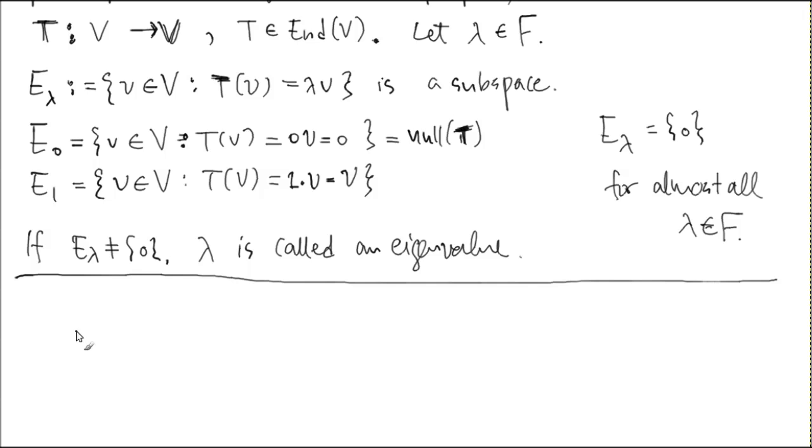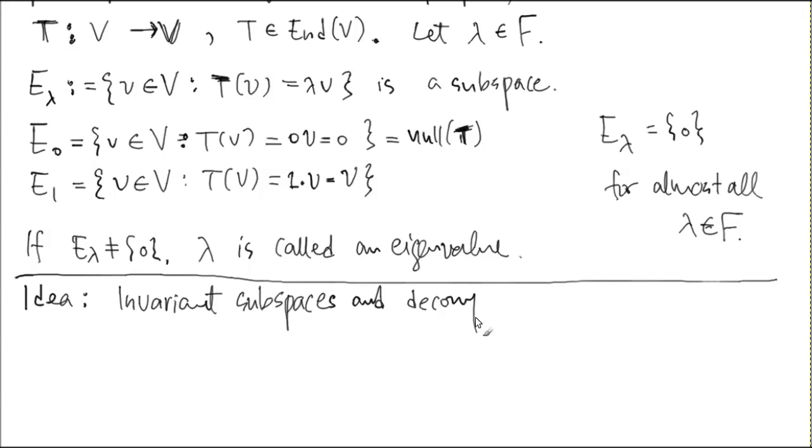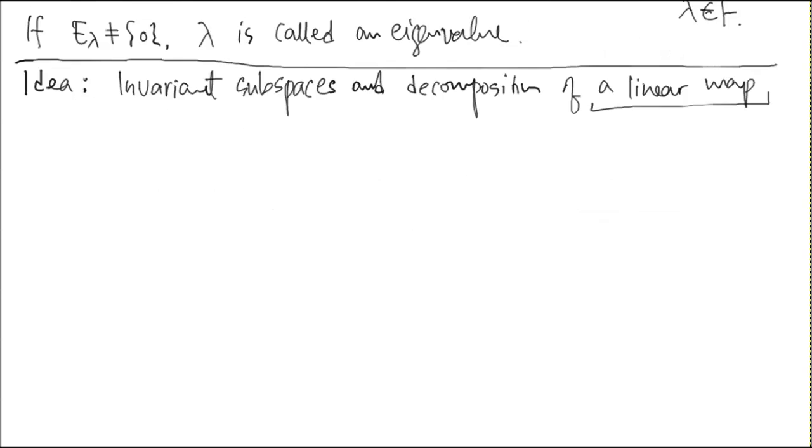Now, the book starts with something called invariant subspace. Here's the idea. It's an important idea in mathematics. Invariant subspaces and decomposition of a linear map. So I want you to underline this term, a linear map. We have some sort of decomposition.